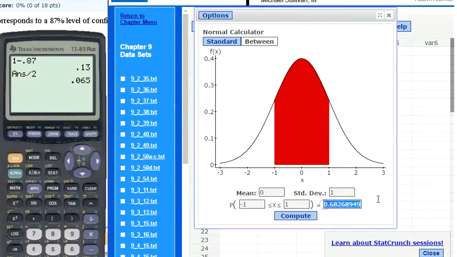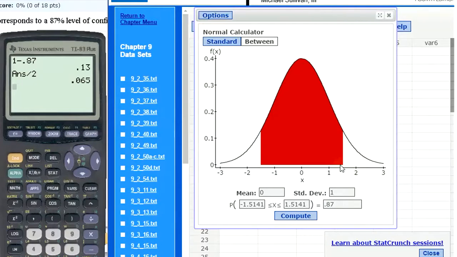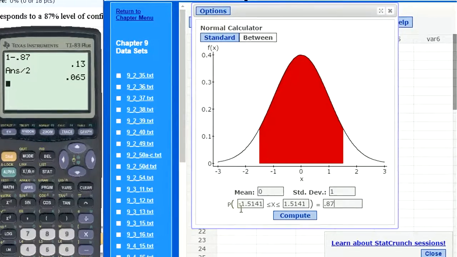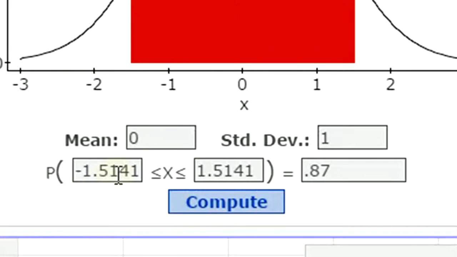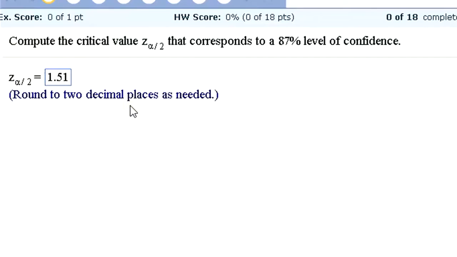So if we put in 0.87 as the probability, this is going to give us the cutoffs which trap 87% in the middle. Consequently, we've got 0.065 out in each of the two tails. So the cutoffs are right here, 1.5141, so we would round it to 1.51. And the z alpha over 2 is the positive one. Okay, so that's all we're asked for this critical z value.